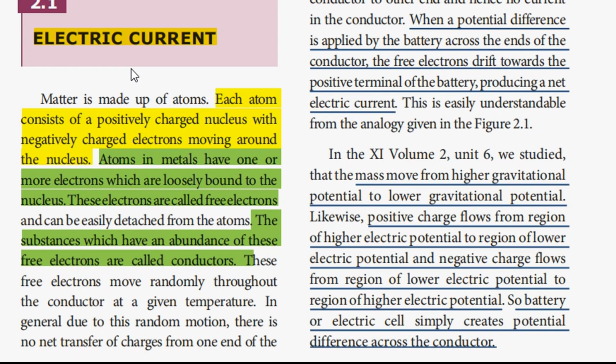Now let us see what is electric current. You already know that matter is made up of atoms. Each atom consists of a positively charged nucleus with negatively charged electrons moving around the nucleus. Atoms in metals have one or more electrons which are loosely bound to the nucleus, and these electrons are called free electrons, and they can be easily detached from the atom.